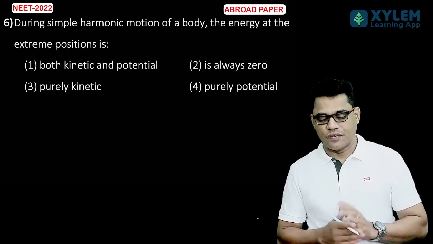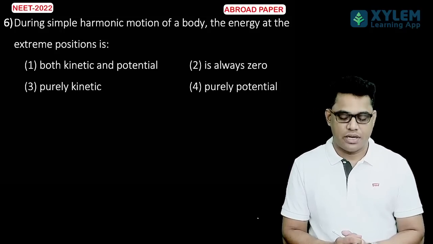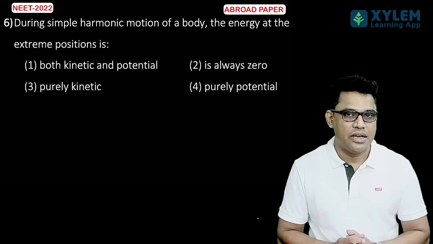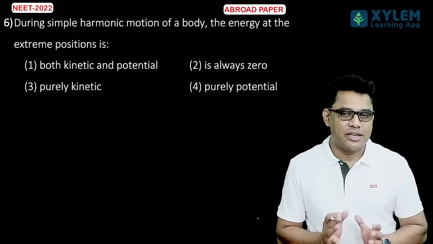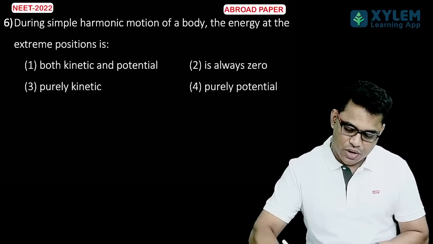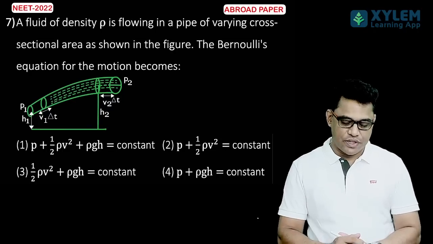During simple harmonic motion of the body, the energy at the extreme position: the body executing simple harmonic motion does not have velocity. Therefore, it does not have kinetic energy. Therefore, the whole energy will be potential in nature. Therefore, purely potential.